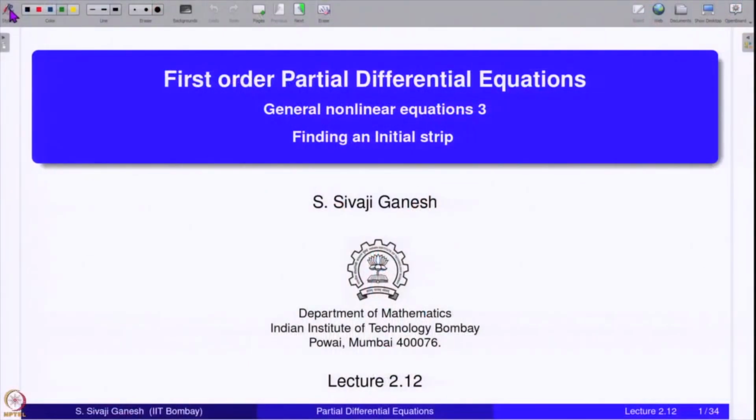Now, when it comes to general nonlinear equations, if you want to do the same thing, we did not have a complete system for the characteristic ODE because it involved P and Q, which were unknown. Therefore, we extended the system to a system of differential equations for a characteristic strip.